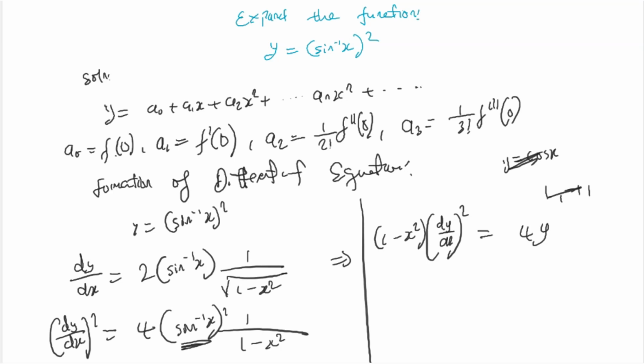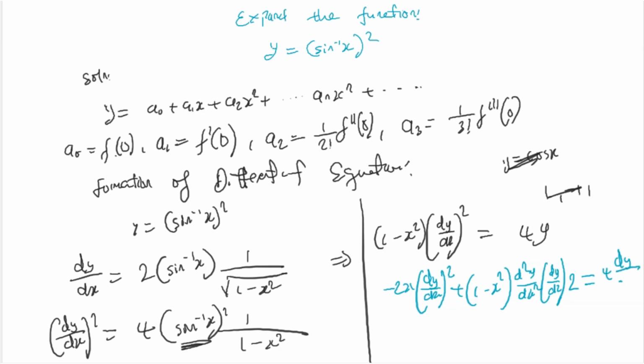So what can we do with this? We can take the derivative again, and when that is done, the derivative of 1 minus x squared is negative 2x, so we have negative 2x multiplied by (dy/dx) squared. Now the derivative of (dy/dx) squared is 2 dy/dx times d squared y over dx squared, so that will be plus (1 minus x squared) times 2 dy/dx times d squared y over dx squared. I forgot to write the 2, so let's say 2. This will equal 4 dy/dx.